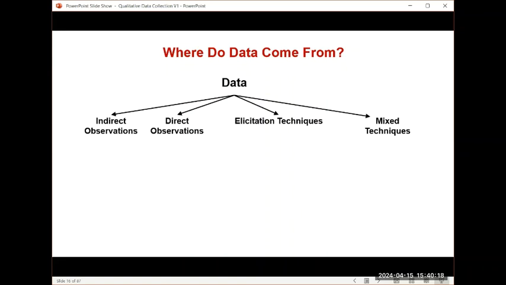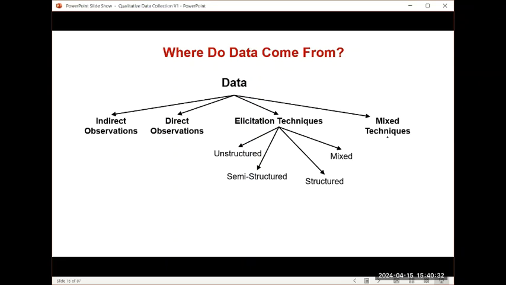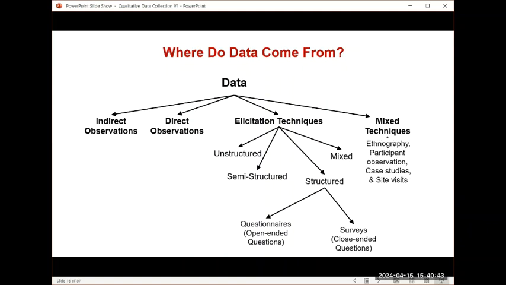The elicitation technique is different. Elicitation is, I am actually going to talk to folks and ask them questions. Under elicitation, we have unstructured, semi-structured, structured, and mixed, and we'll talk about those in a minute. Under structured, we have questionnaires that use basically open-ended questions, and surveys, which use primarily closed-ended questions. And this mixed technique, we have all these fancy code words for, right? Mixed techniques means you take all of the three.